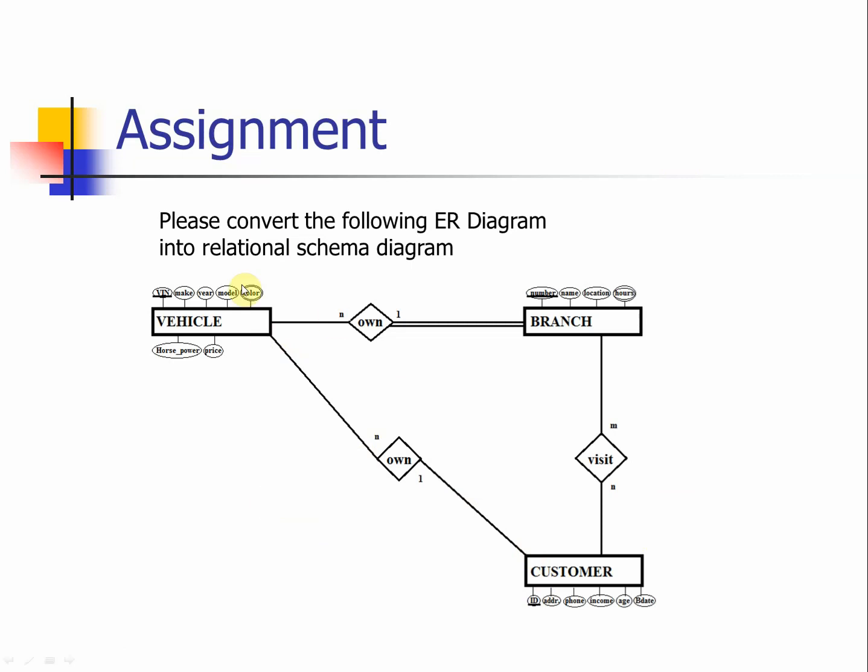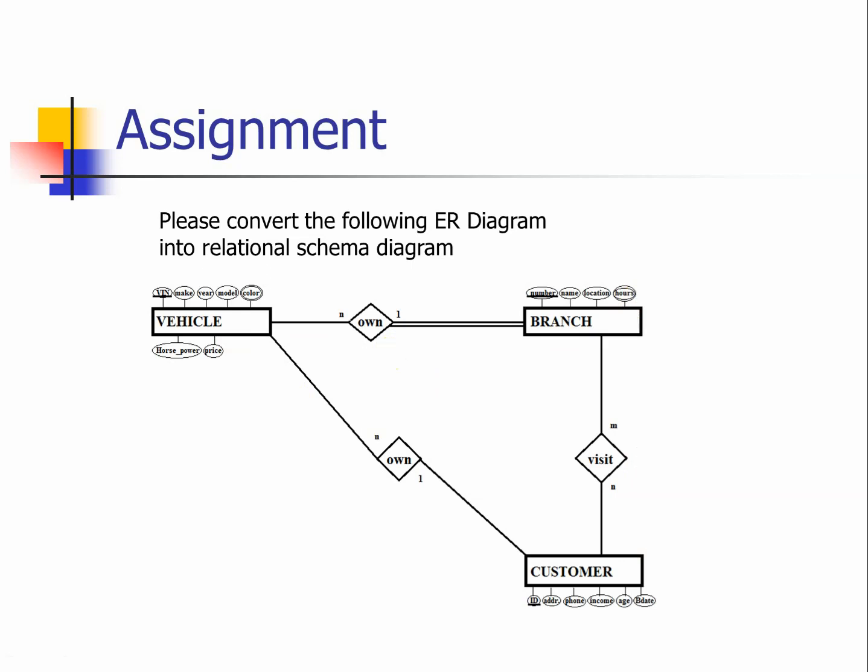Pay attention to this one. There are 2 multi-value attributes. One is the color of the vehicle. The other one is hours of the branch. So make sure you notice that there are 2 multi-value attributes over here. 3 entities, 2 1 to N relationships, and 1 M to N relationship. So try to convert those into a relational schema diagram. It will take a little bit of time compared with other assignments. So please work on this one and submit it through the Blackboard.